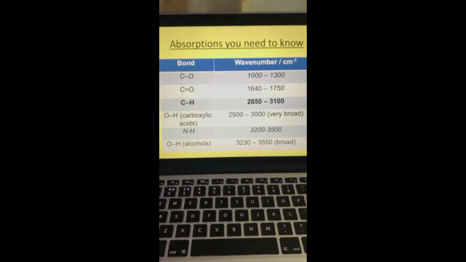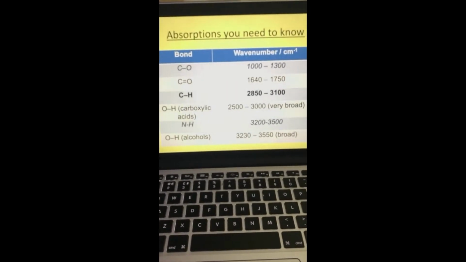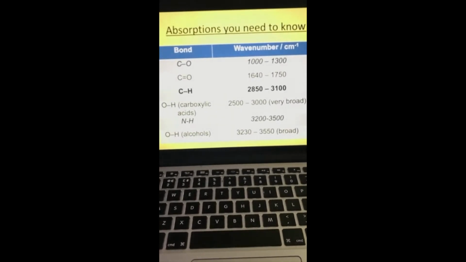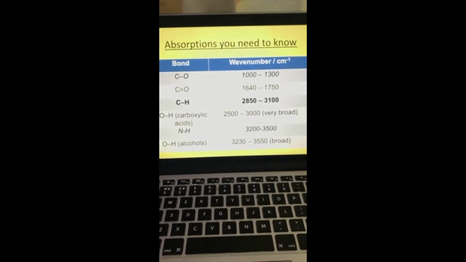Now, these are the absorptions you need to know. If you look at your data sheet, which you should all have a copy of, if you don't have a copy of, email it to me and I will send you a digital copy of it.